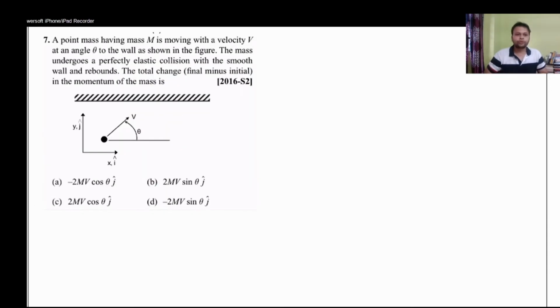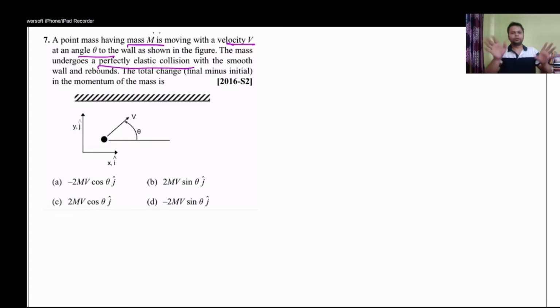Okay, let us move on to question number 7. A point mass having mass capital M is moving with velocity v at an angle theta to the wall as shown in the figure. The mass undergoes a perfectly elastic collision with smooth walls and rebounds. The total change in the momentum of the mass.